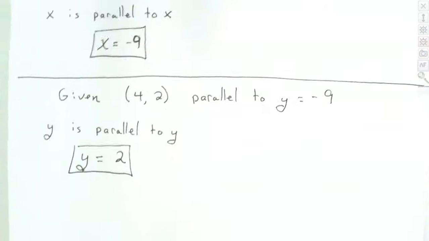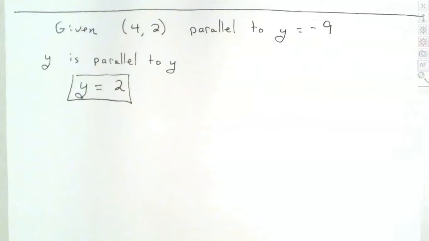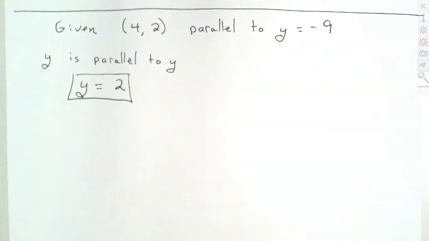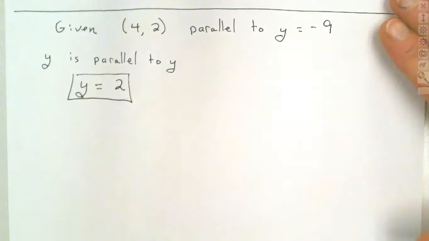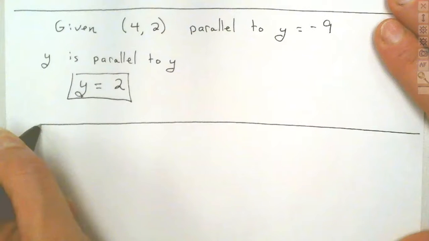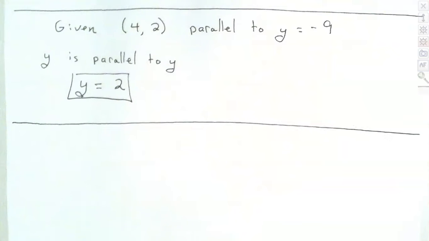So we've got our ordered pair. We want it to be parallel to a y line. And what's parallel to a y line? Another y line. Let's look at one more, and then we'll take a short break, come back, and do all the ones that require algebra.